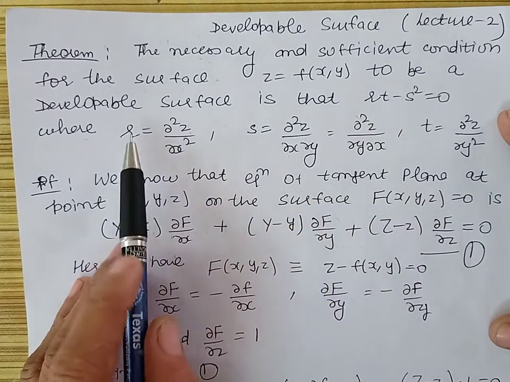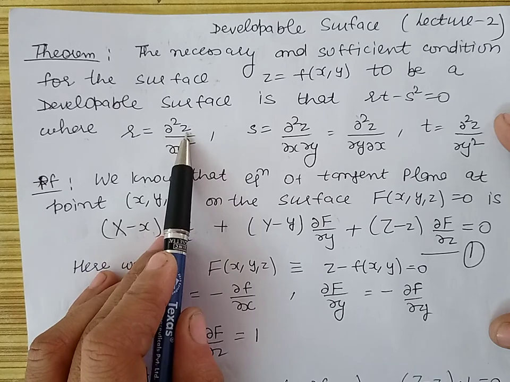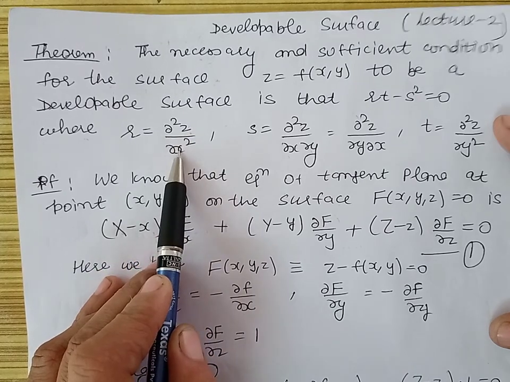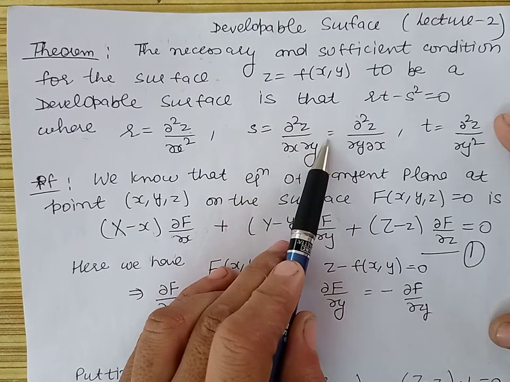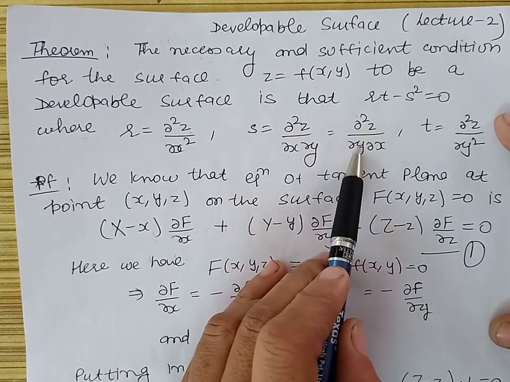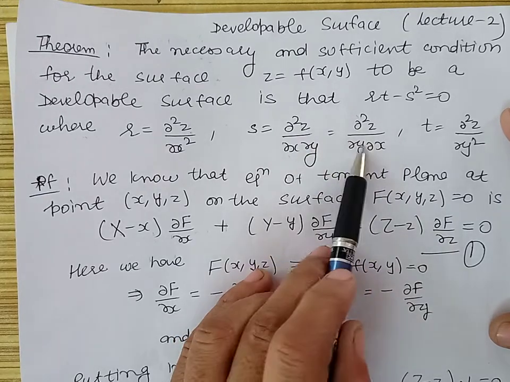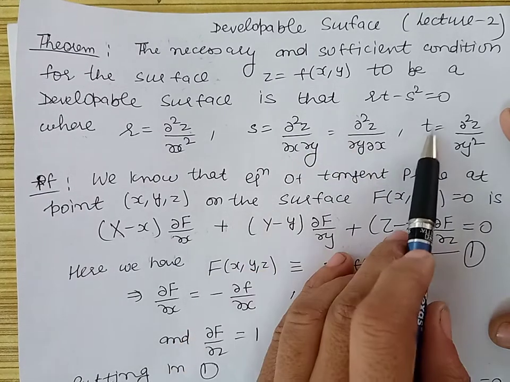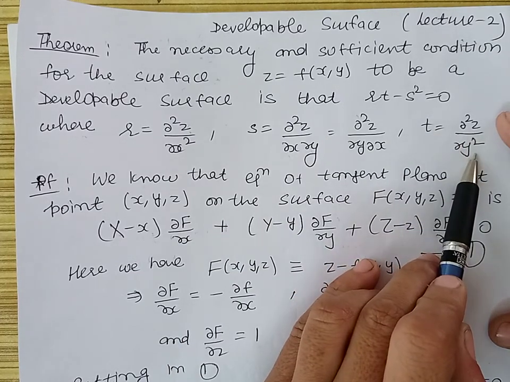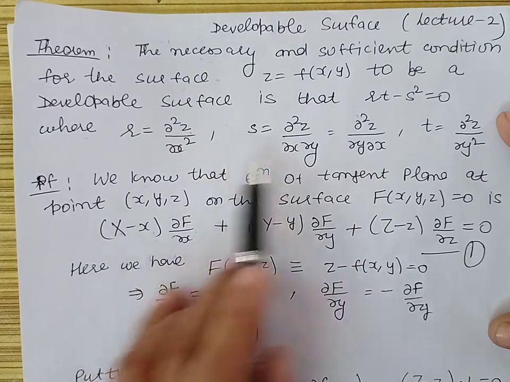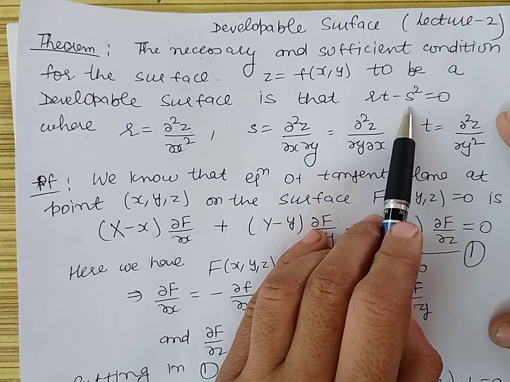Here r is the second order partial derivative of z with respect to x, and s is ∂²z/∂x∂y, or we can also say ∂²z/∂y∂x, because for a surface these two partial derivatives are the same. t is given by ∂²z/∂y². So we are to prove this condition for the surface to be a developable surface.